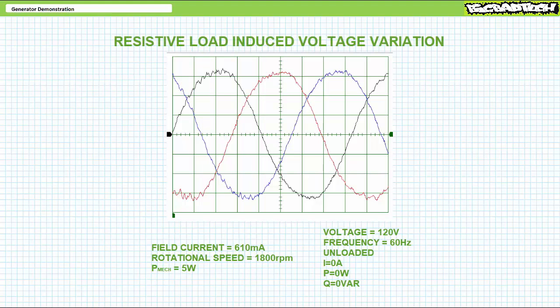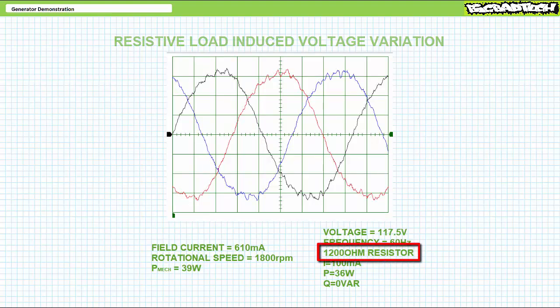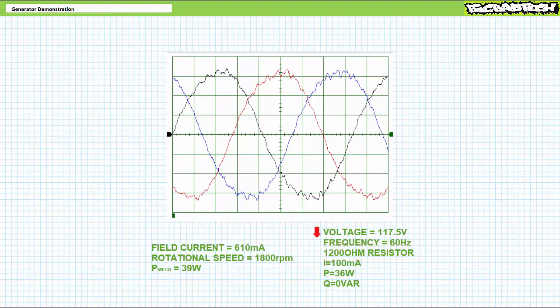Let's examine resistors first. Our first load profile is a balanced Y configuration of 1,200 ohms purely resistive impedances. When connection is established, voltage magnitude drops to 117.5 volts. Each resistive element draws roughly 100 milliamperes of current, consumes roughly 12 watts of real power for a total real power demand of roughly 36 watts. In order to meet this real electrical power demand, the generator consumes 39 watts of mechanical power.